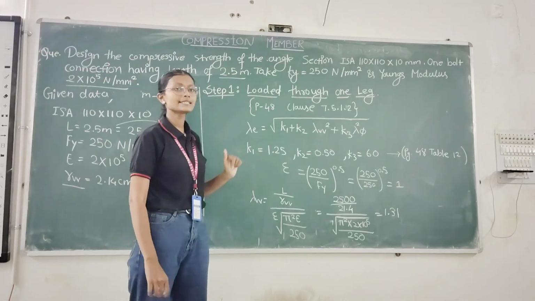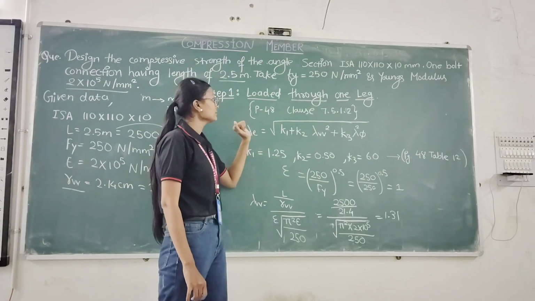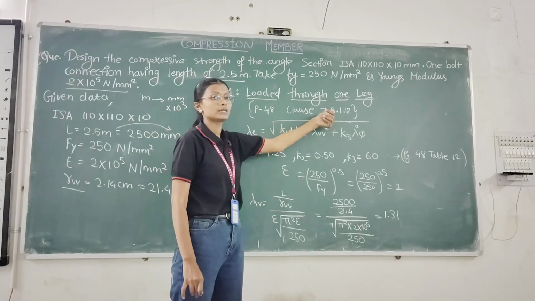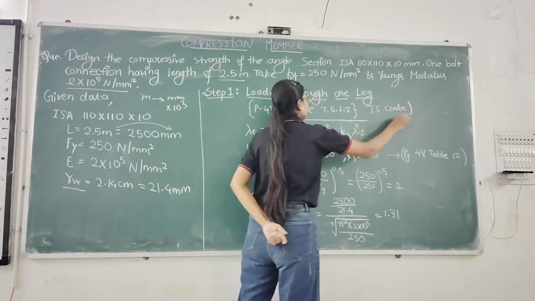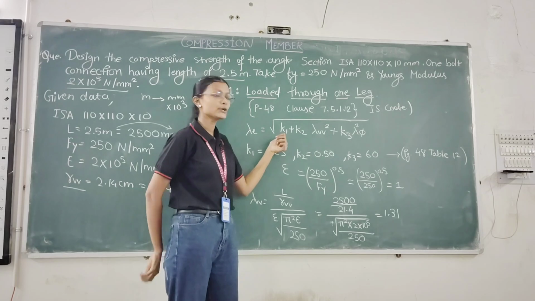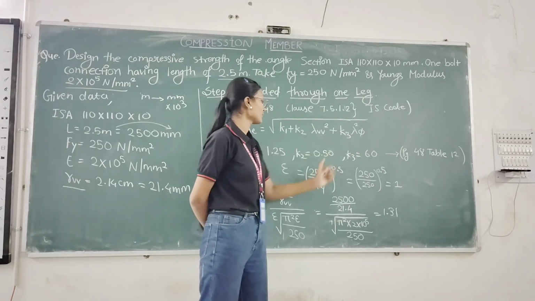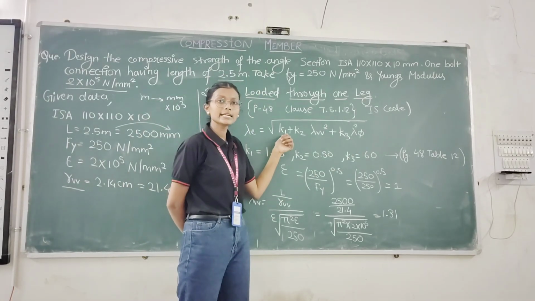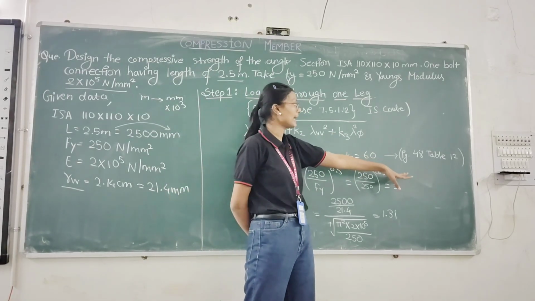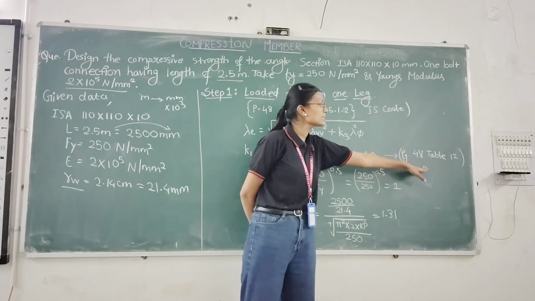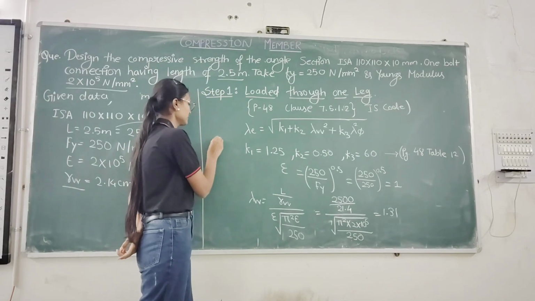First of all we have to calculate step 1, that is lambda_e. For this you have to find page number 48, clause 7.5.1.2 in the IS code. So the first formula is under root of K1 plus K2 lambda_vv square plus K3 lambda_phi square. You can take the values of K1, K2 and K3 from the IS code, page number 48, table number 12. It is for each portion.